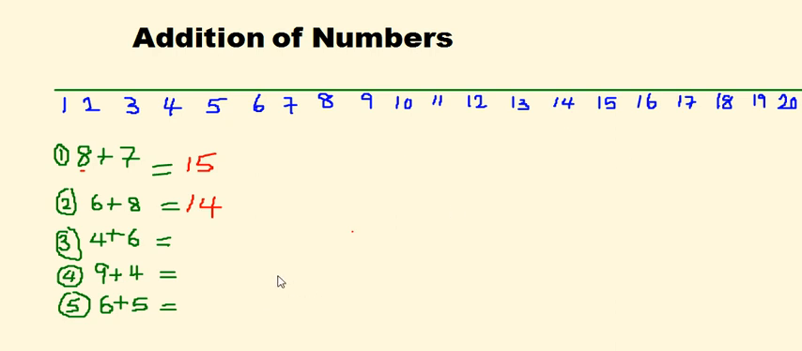Another one, 4 plus 6. This is 4. Start counting from 5 again. You want to count 6: 1, 2, 3, 4, 5, 6. So 4 plus 6 equals 10. Write 10.